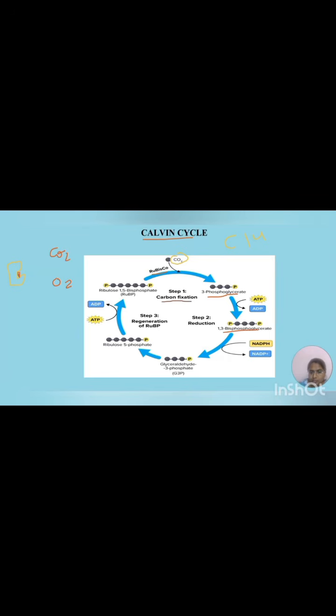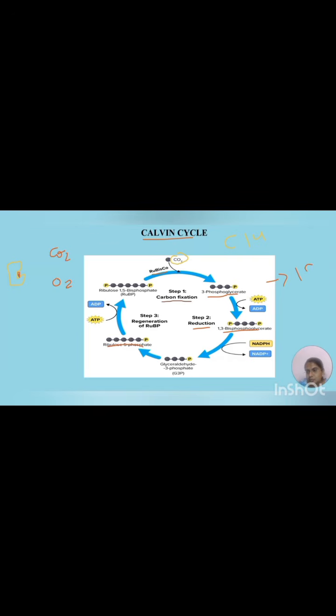So this means the reduction process has happened. Again, for this 1,3-bisphosphoglycerate, NADPH is involved and is converted to NADP. Finally, the glyceraldehyde 3-phosphate molecule is formed. Again, this glyceraldehyde 3-phosphate is regenerated to ribulose 5-phosphate. So the whole Calvin cycle runs, and finally it gives one carbon.